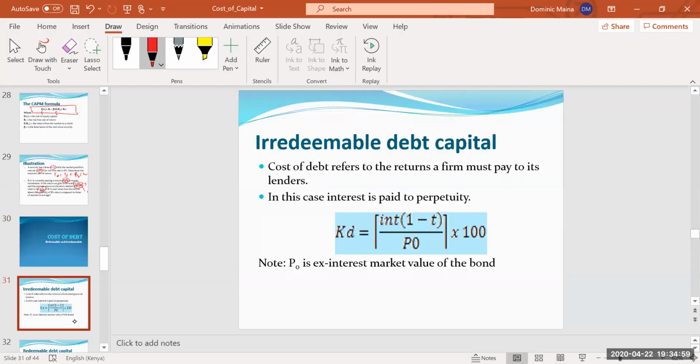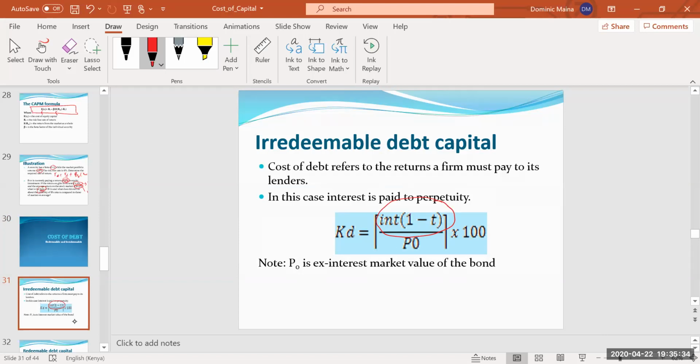I think I've mentioned this: the cost of debt refers to the return a firm must pay to its lenders. So in case the bond is irredeemable, this gives us the cost of the debt. What seems to be a bit new in this formula is the interest. Here I'm assuming that you do pay tax on the interest, but in most conventional cases, if there's no tax payment, then you ignore that element.